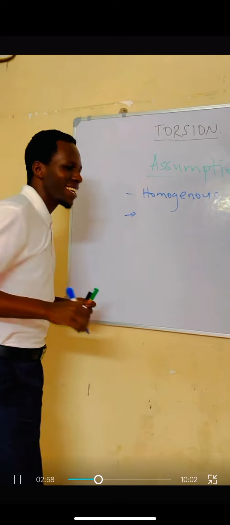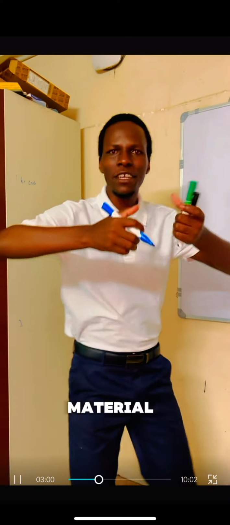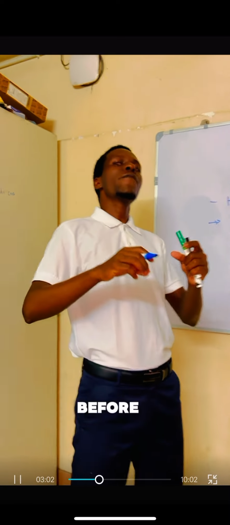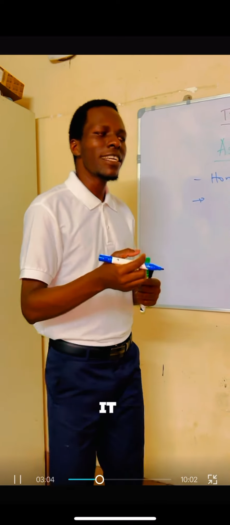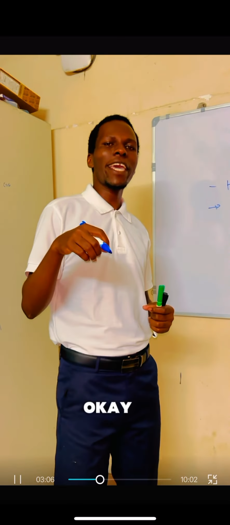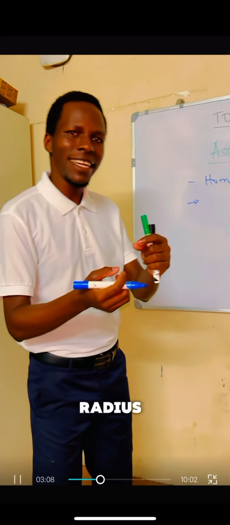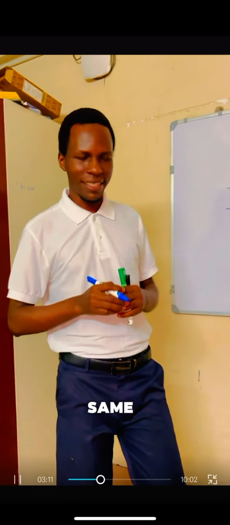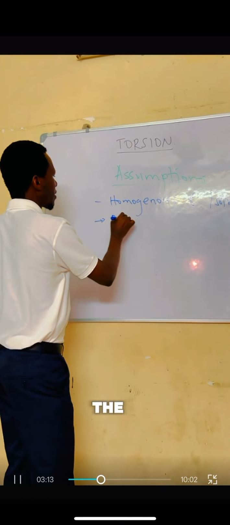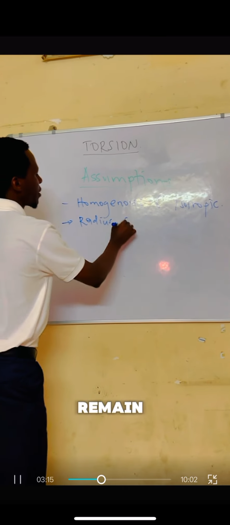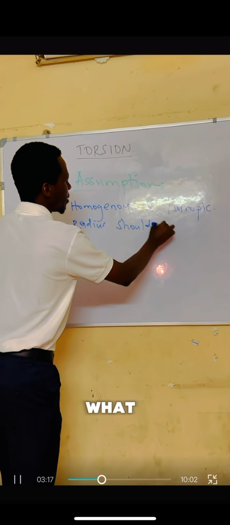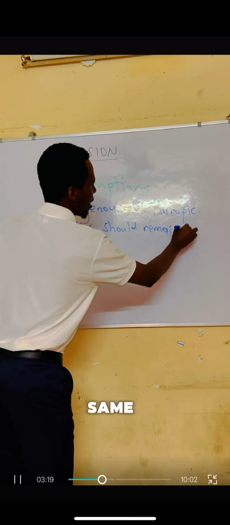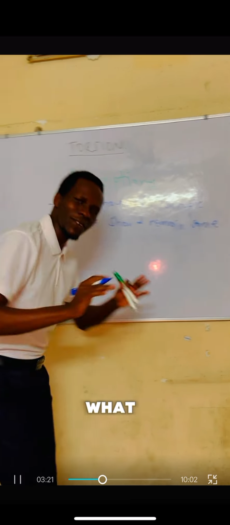And then secondly, when you're twisting the material, before you twist it, it should have the same radius. After twisting, it should remain the same. So the radius should remain the same before and after twisting.